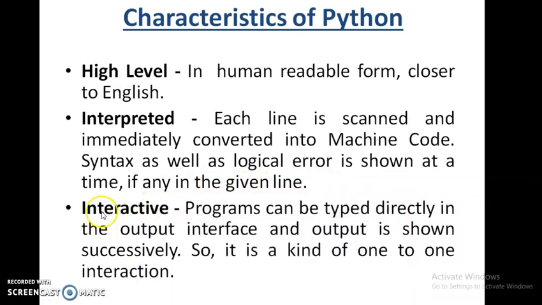Now let us understand the next term, that is interactive. Programs can be typed directly in the output interface and output is shown successively. So it is a kind of one-to-one interaction. Basically, what do you mean by an interaction? I am just asking the dictionary meaning of it. Interaction means one person says something and the other one responds immediately. Then the first one will again respond to that response. So when we communicate with each other, it is a type of one-to-one interaction. One-way talking cannot be called an interaction.